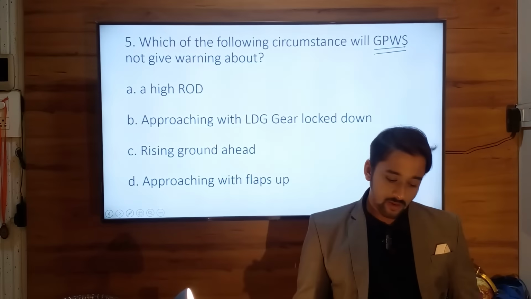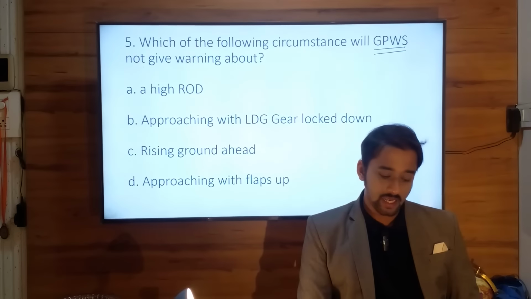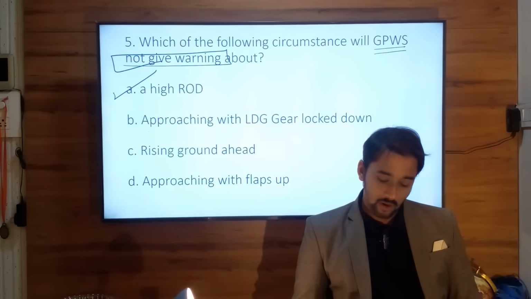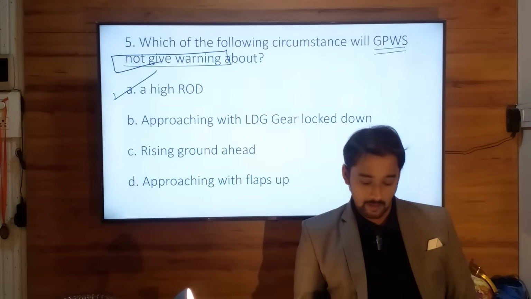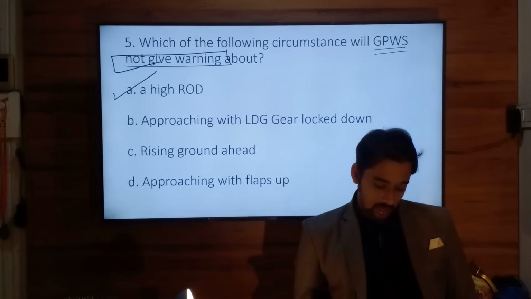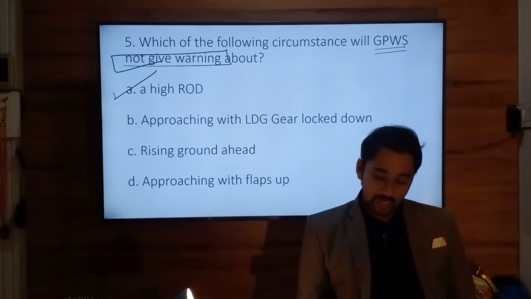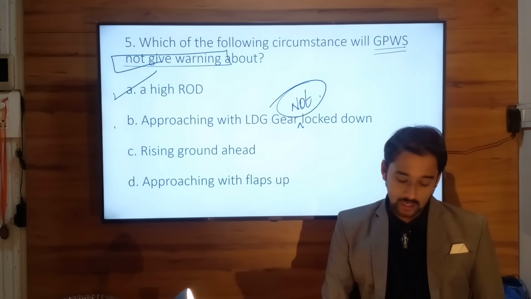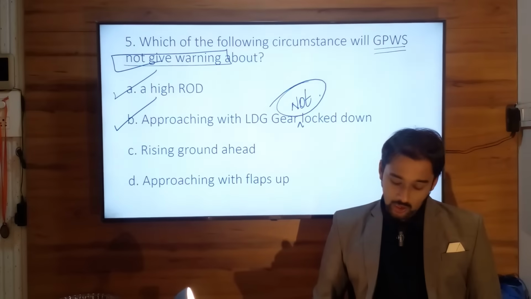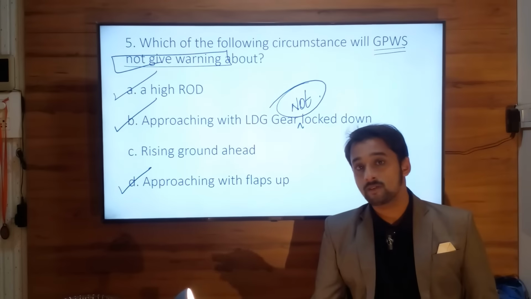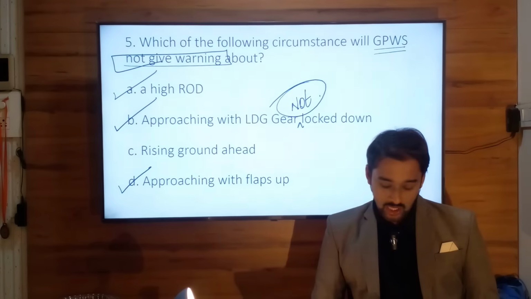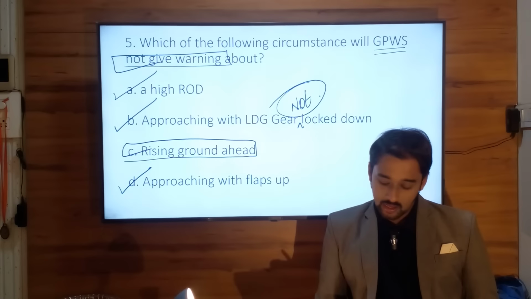Okay. So in which of the following circumstances does it not give a warning? You do get a warning of high rate of descent. You do get a warning of approach with landing gear not locked down. That word is missing, it is a typing error, so not locked down. You get that warning also. You also get a warning when you are approaching with flaps up. Okay, the warning that you don't get is option number Charlie, which is the correct option.